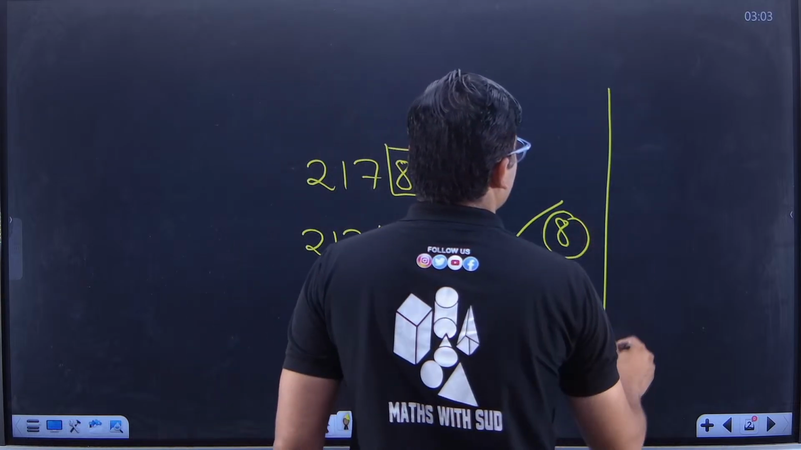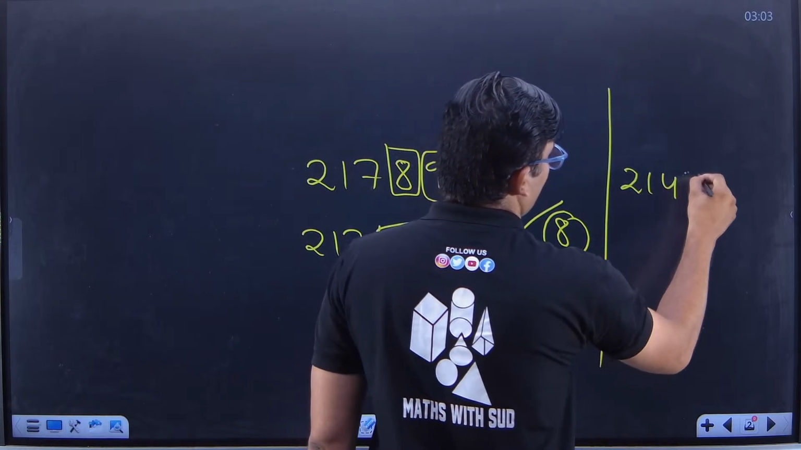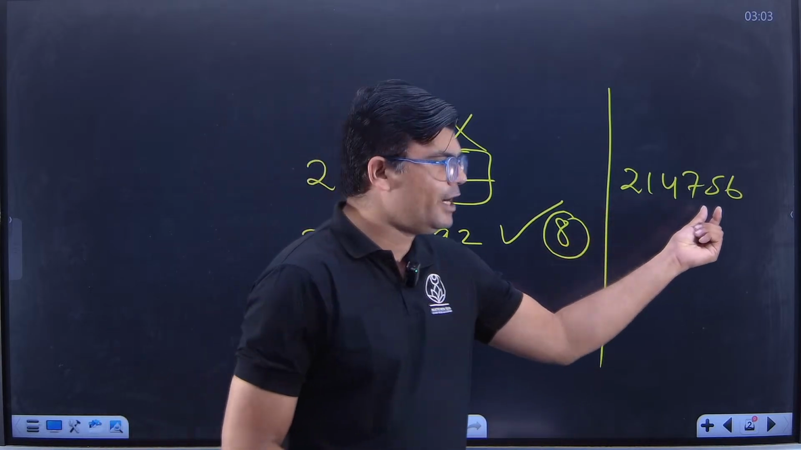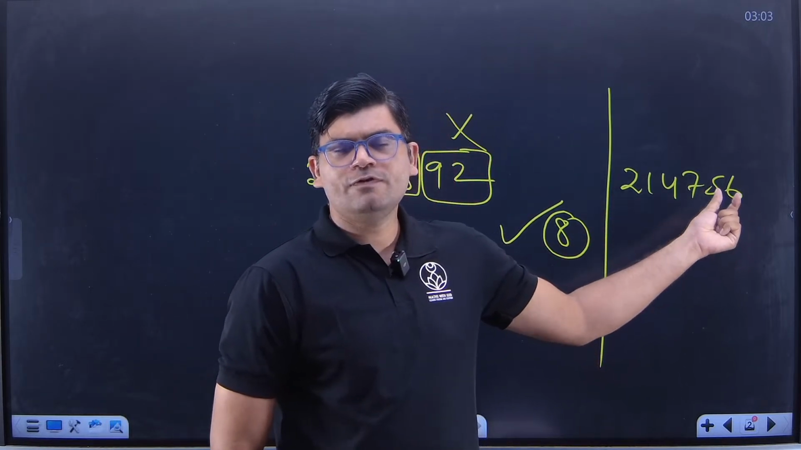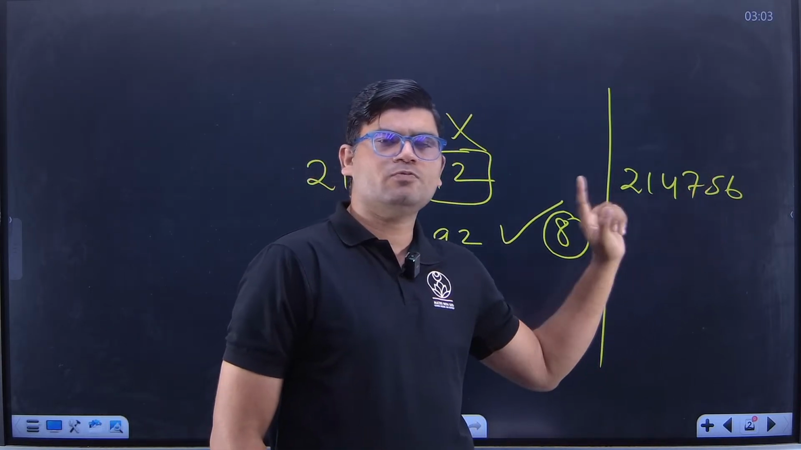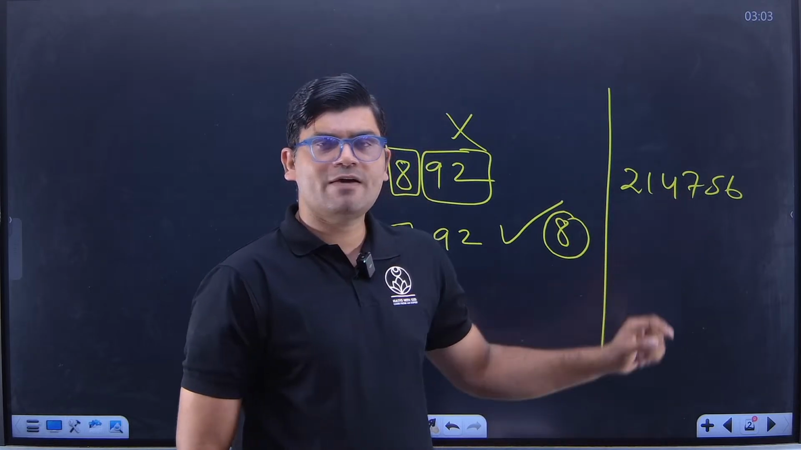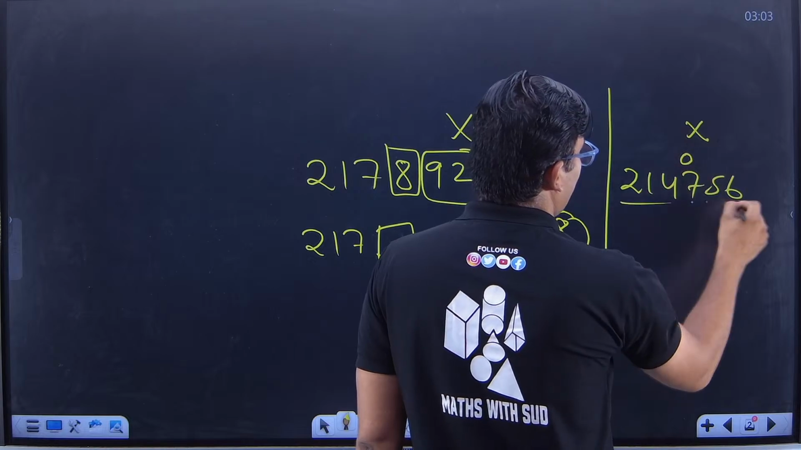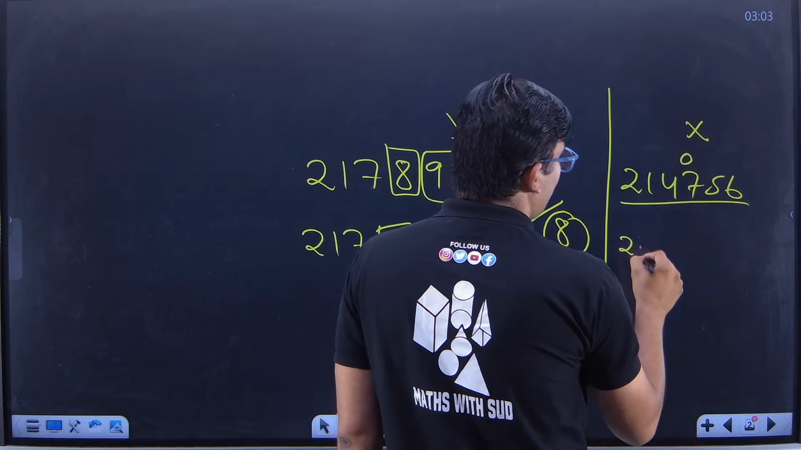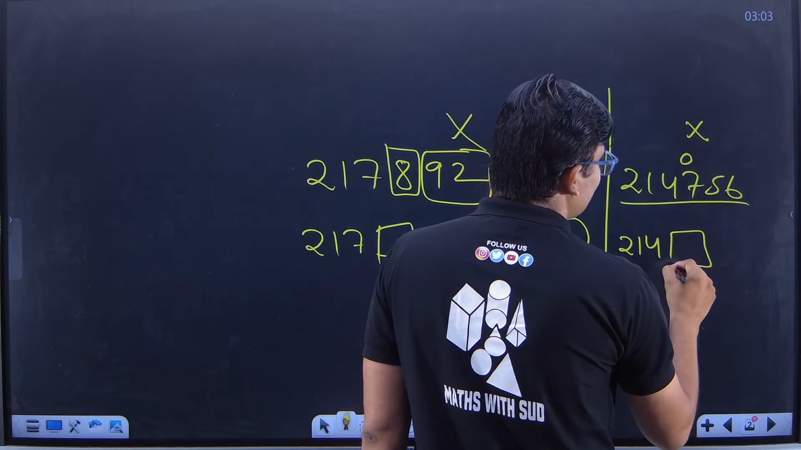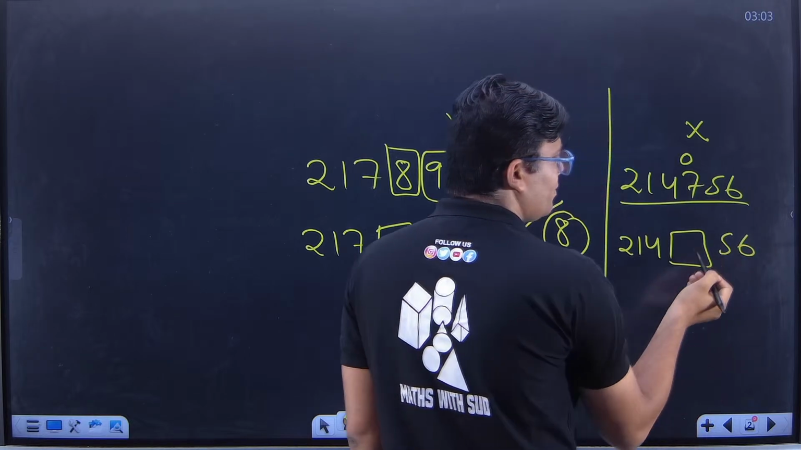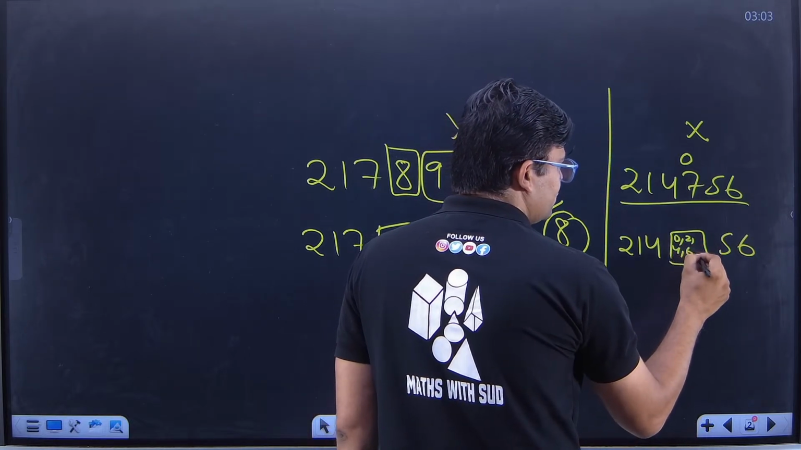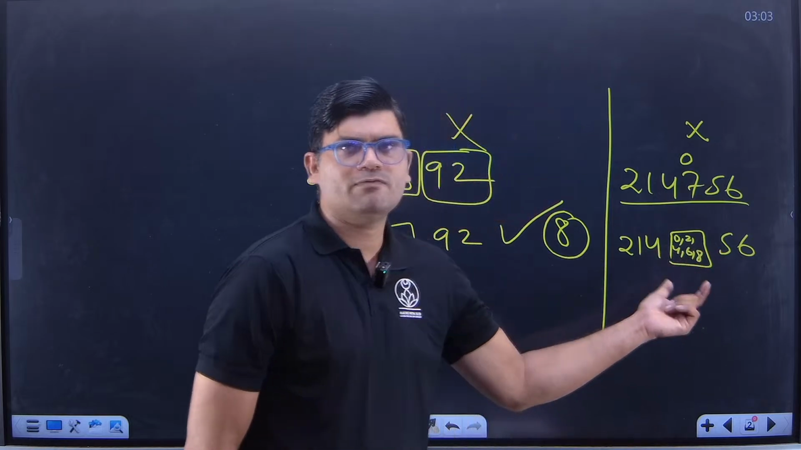Similarly, if somebody asks you, what about 214756? You know that 56 is divisible by 8. The answer is yes. So if 56 is divisible, the previous digit has to be an even number, but since 7 is an odd number, it is not divisible by 8. If somebody asks what we should replace 7 with so that this is divisible by 8, your answer should be, you can replace it by 0, 2, 4, 6 or 8. Any of these numbers will work here.